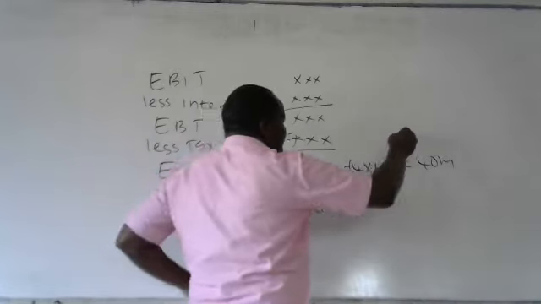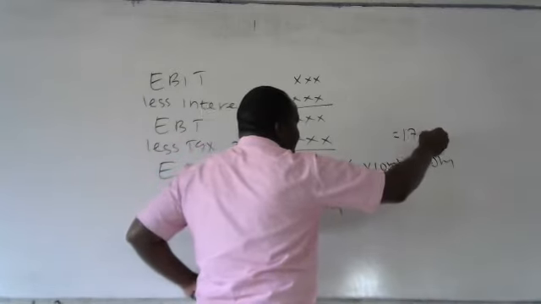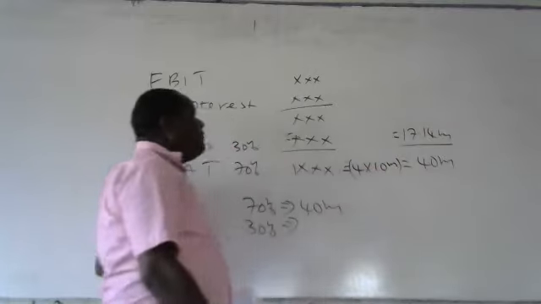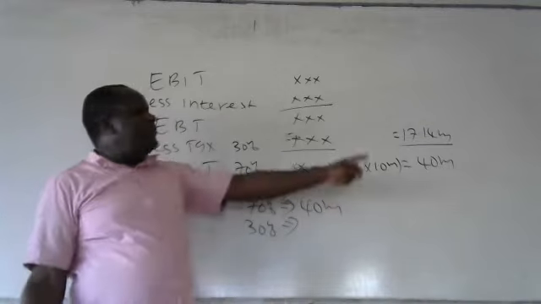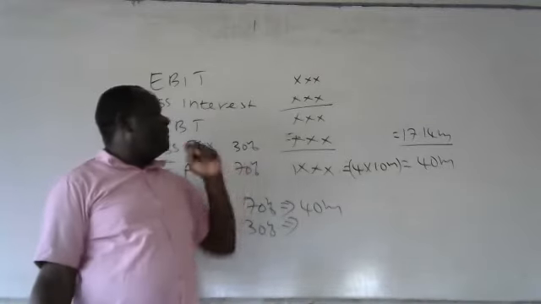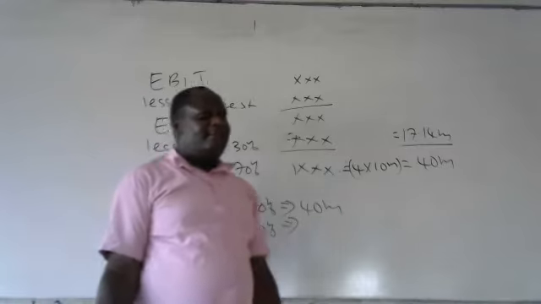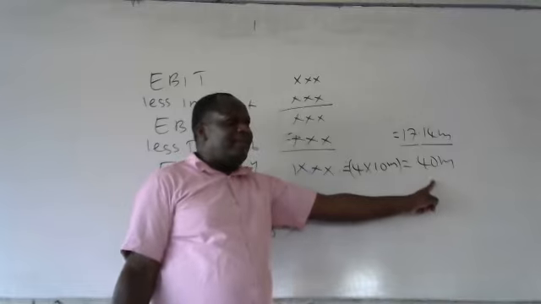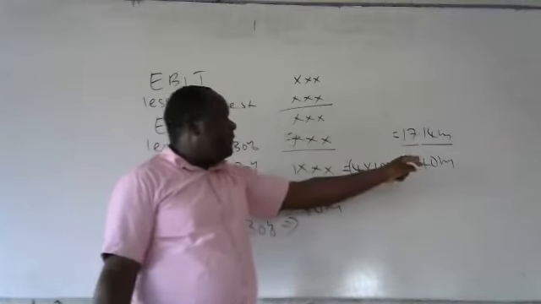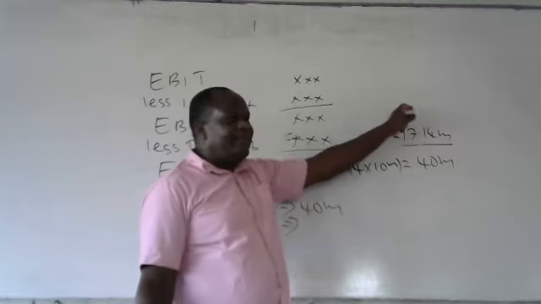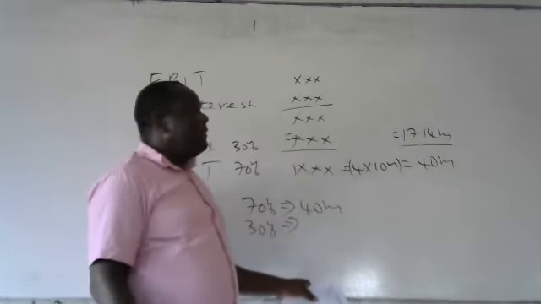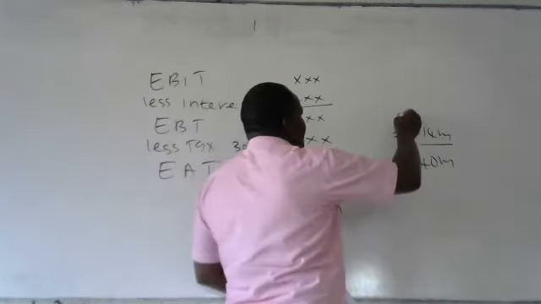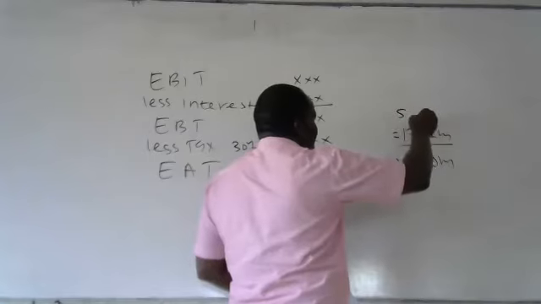It's 17.14 million. So we are moving backwards. To get our earnings before the tax, you just add this plus this to make that, because this minus this is what gives me this. So now to go back, 17.14 plus 40 million should give us which figure?